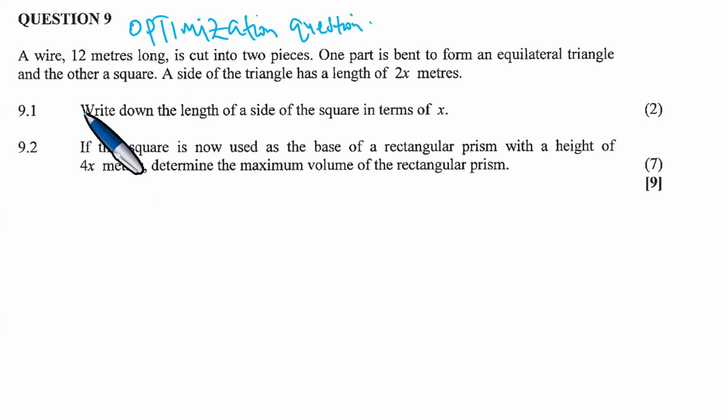A wire 12 meters long is cut into 2 pieces. One part is bent to form an equilateral triangle and the other is a square. A side of the triangle has a length of 2x meters. Write down the length of a side of the square in terms of x.